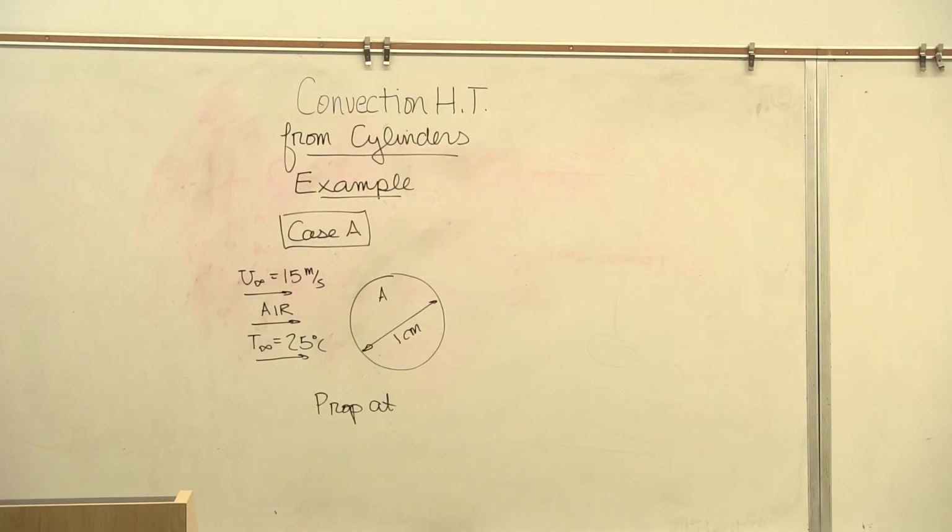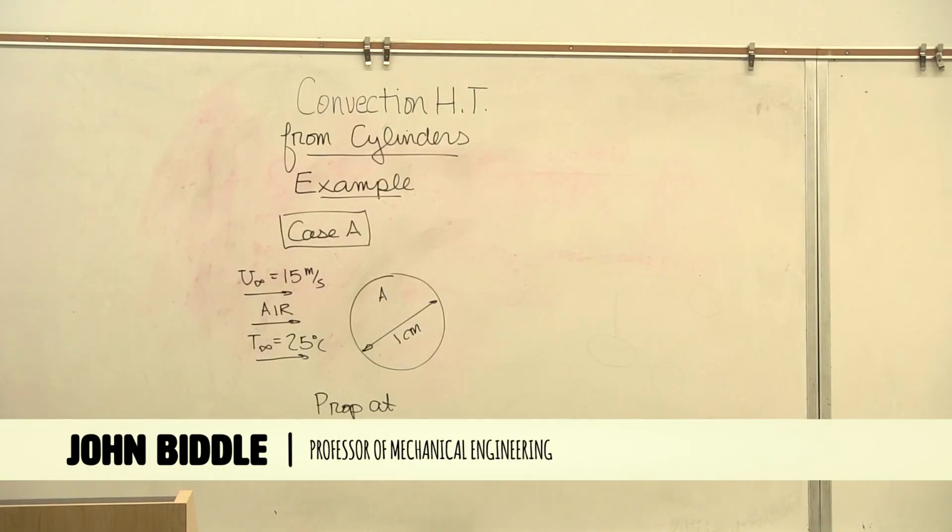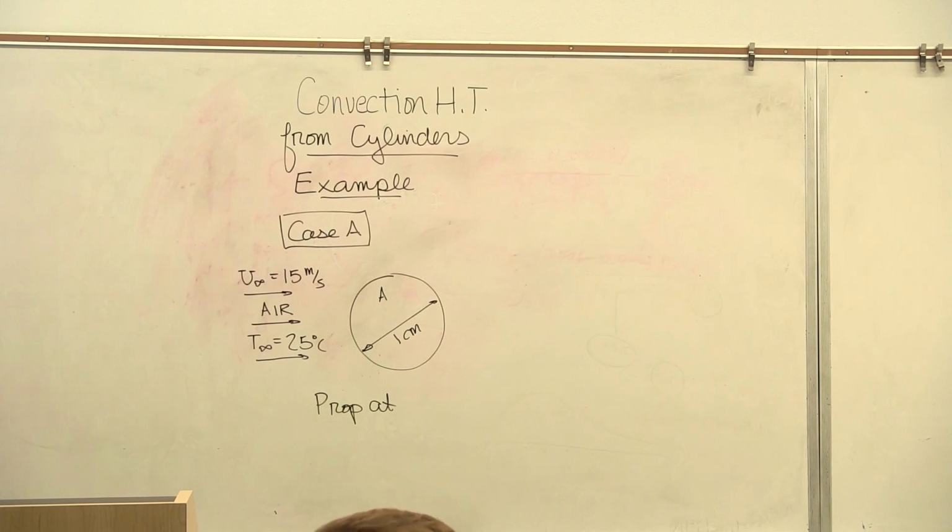So we're going to work an example. We went through the procedure to solve for the convection coefficient for cylinders last time, so we'll work the example today. We're going to start off with three cases. Case A is a circular cylinder, diameter 1 centimeter. The length is into the board. It's not given.